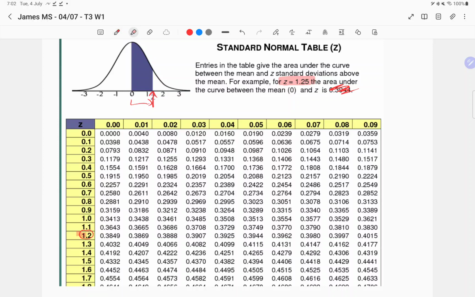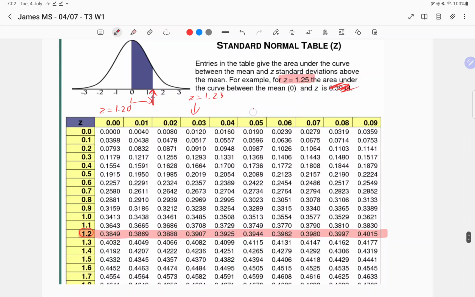Then you need to look at this entire row over here. Now you look from the top. This one corresponds to z equals 1.20, right? And then this one would be z equals 1.23. You see the pattern? Then this one would be for z equals 1.25. All right, so when you look down that column, it will be the number 0.3944, which is that one here.